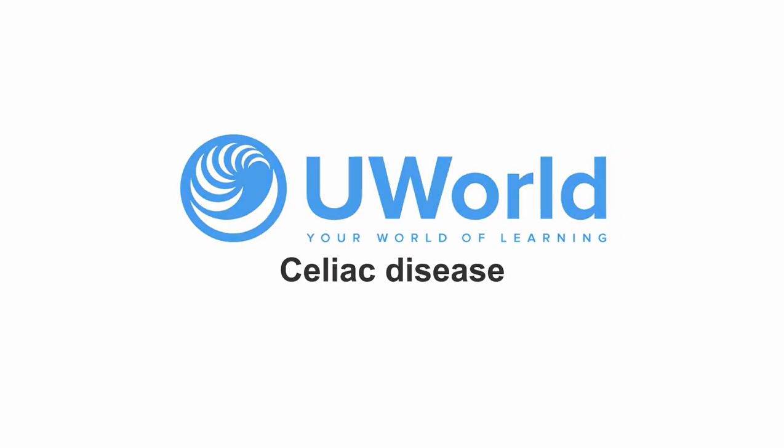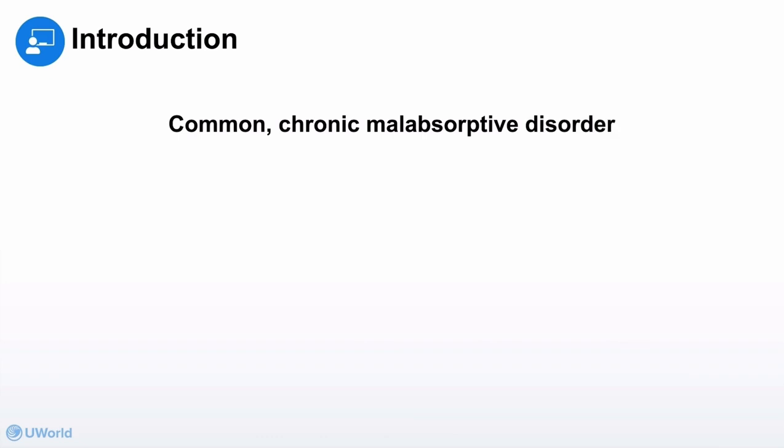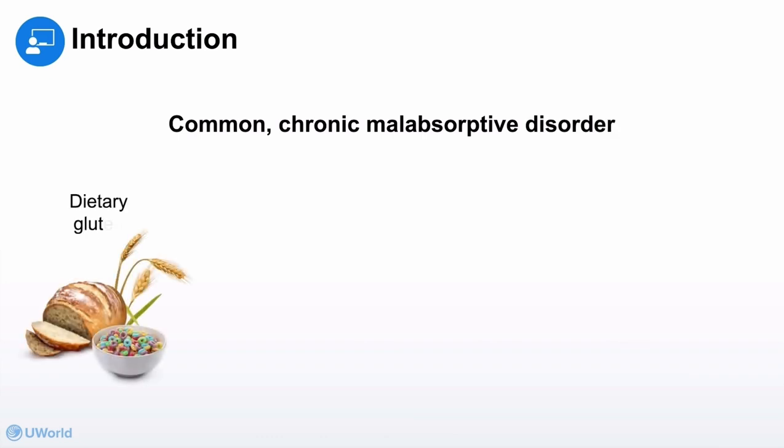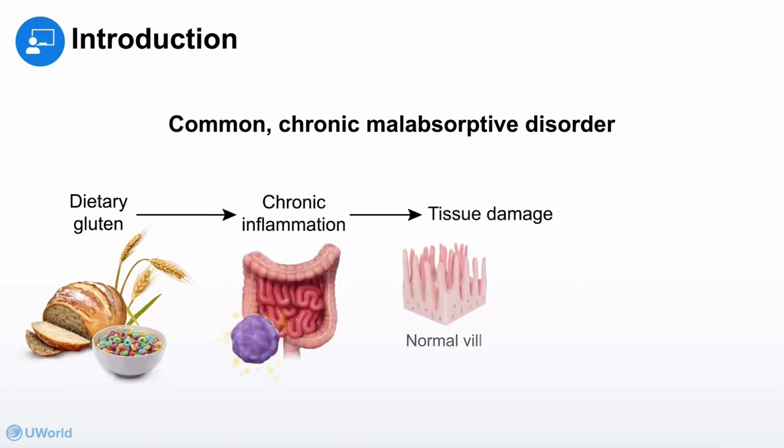Celiac disease. Celiac disease is a common chronic malabsorptive disorder. It's caused by an immune reaction to dietary gluten that occurs in genetically susceptible individuals. This chronic inflammation damages the small intestine and ultimately leads to symptoms of malabsorption.